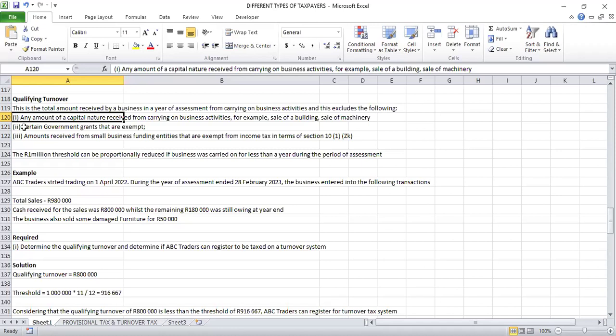Right, certain government grants are not included in the qualifying turnover. So in our exams, there's no problem. They will tell you that these grants are not included. All right. Amounts received from small business funding exempt from income tax, they will also not be included.